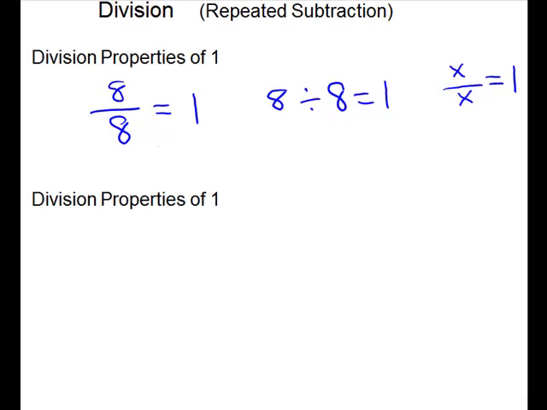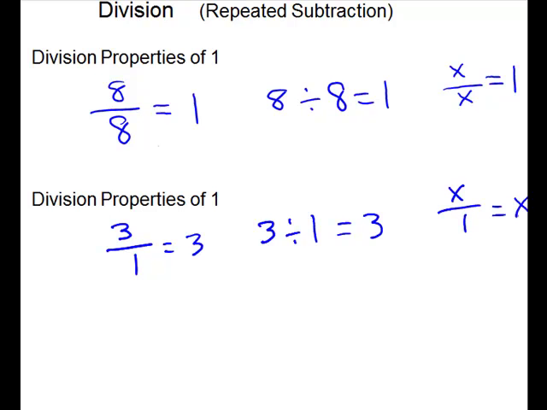Another division property with 1 is anything divided by 1 gives you back the original. So if we have 3 divided by 1, gives us back 3, or we could have it horizontally. 3 divided by 1 is 3. We could also have a variable. X divided by 1 is still going to be x. It doesn't matter what the x is. It will give you back the original.